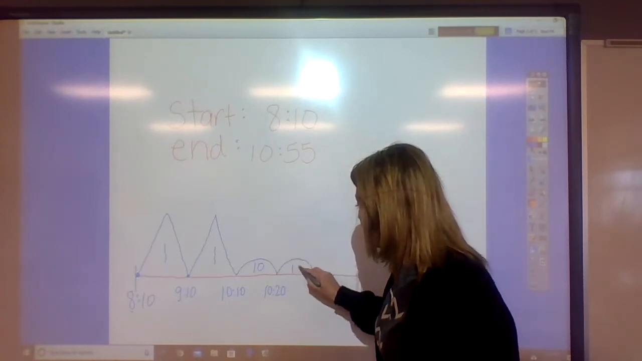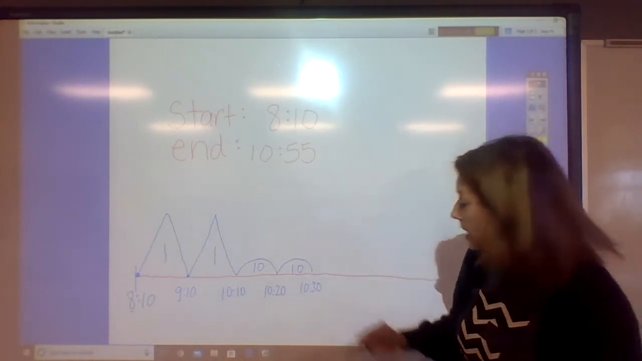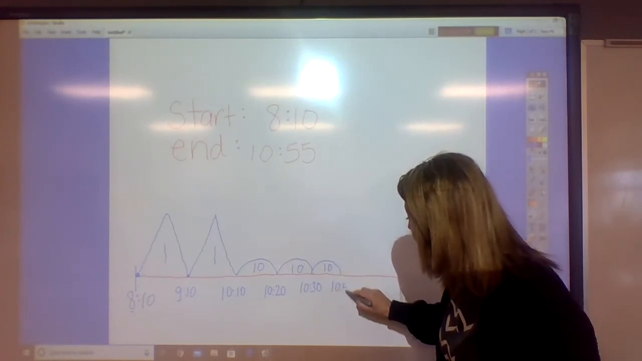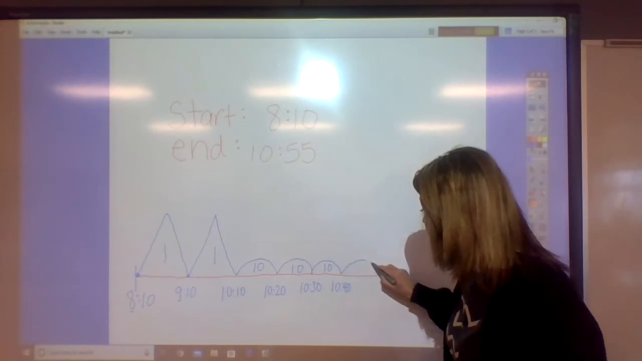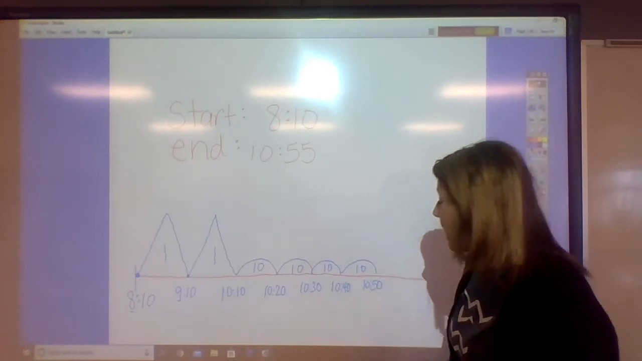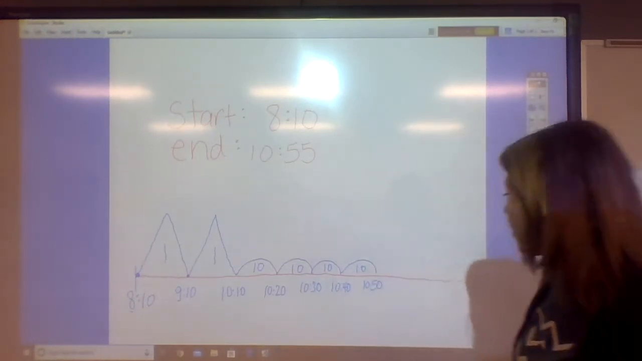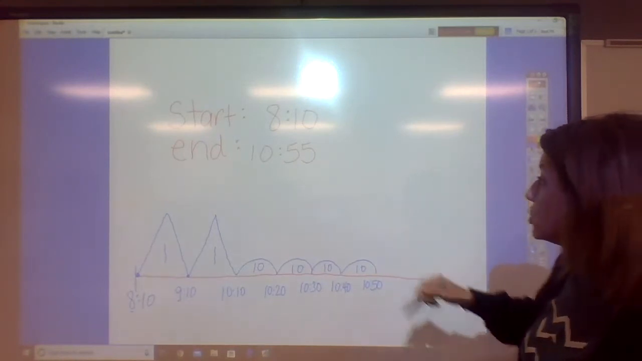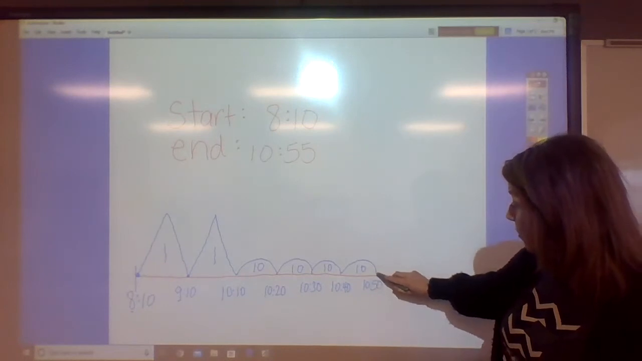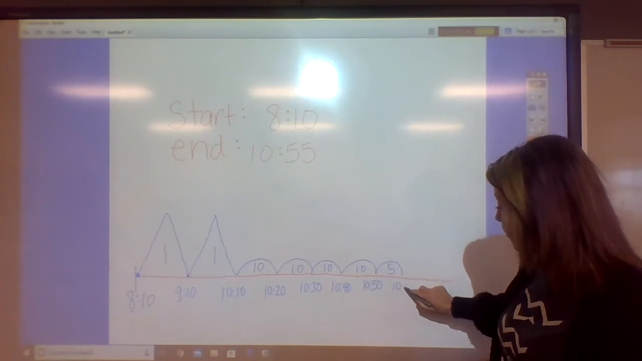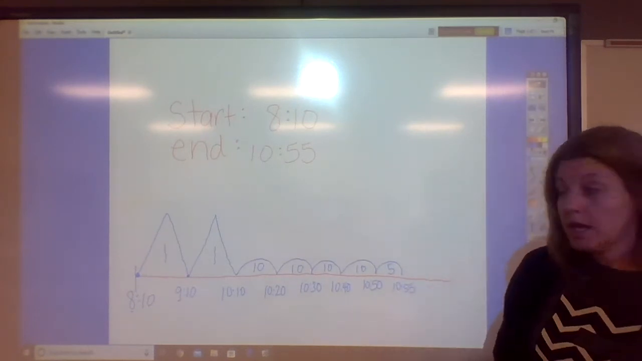Another 10 minutes would be 10:30. Another 10 minutes would be 10:40. Another 10 minutes would be 10:50. Oh wait, what if I go another 10 minutes? That would get me to 11 o'clock, and that's too many. And so what if I were to count by fives? 10:55. Now I'm at my end time.